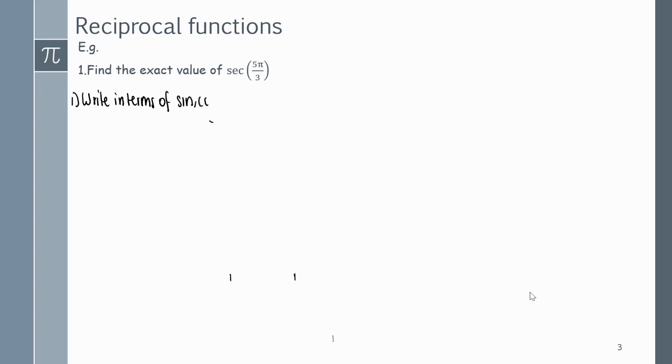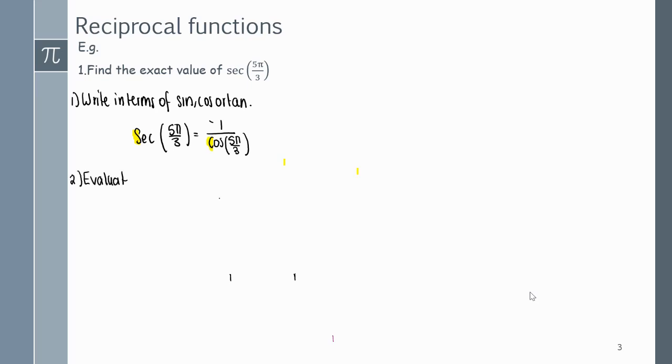First example, find the exact value of sec 5 pi on 3. So this is a reciprocal function. We've got to write it in terms of sine, cos, or tan. Is it 1 over sine theta, 1 over cos theta, or 1 over tan theta? I like to remember that, like I said before, the S and the C go together, so that means sec 5 pi on 3 is 1 over cos of my theta, in this case 5 pi on 3. Your second step here will be to evaluate, well, what is cos 5 pi on 3?